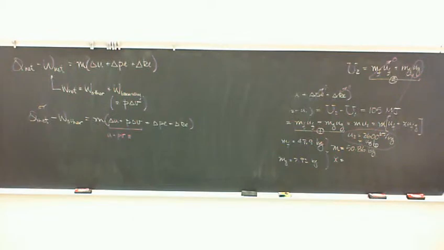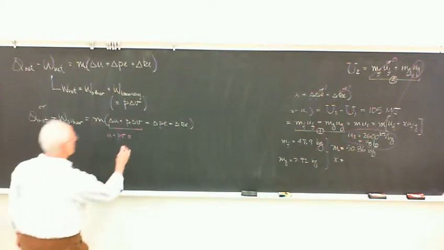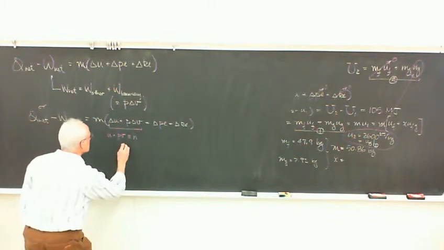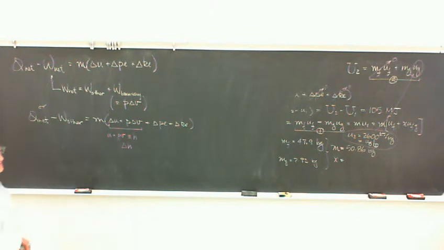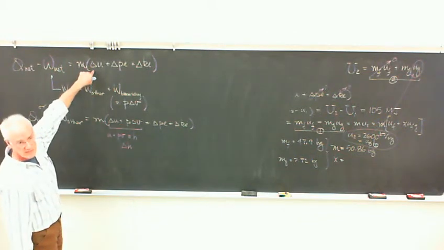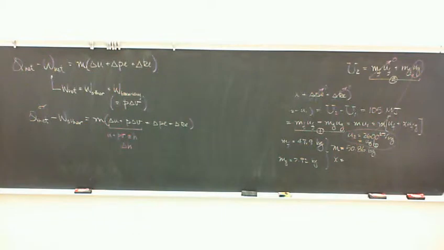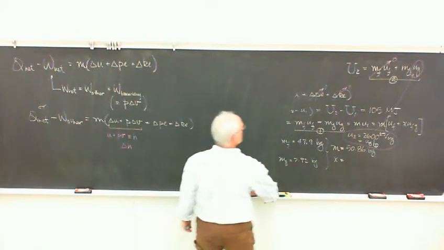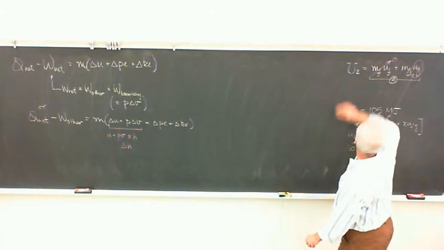Who remembers what that is? This combination of U plus PV appears a lot. H, the enthalpy. So that this then becomes delta H when there's boundary work. If there isn't, then delta V is zero, and we're just back to delta U. So our ability to find delta H and delta U are important.